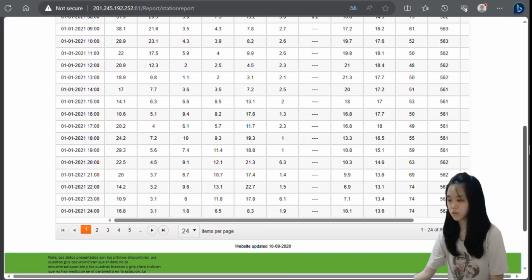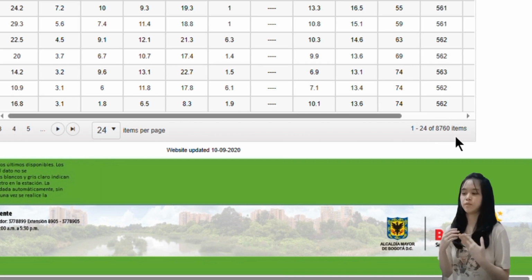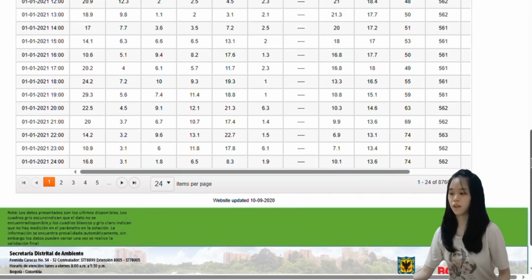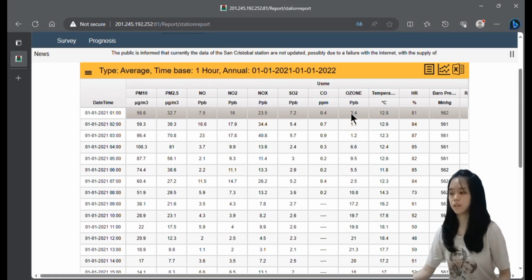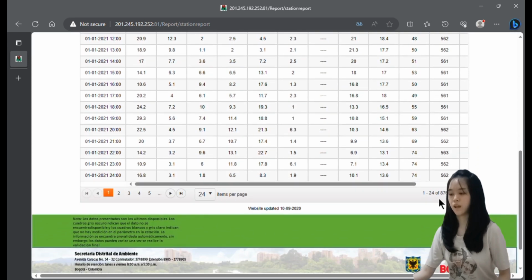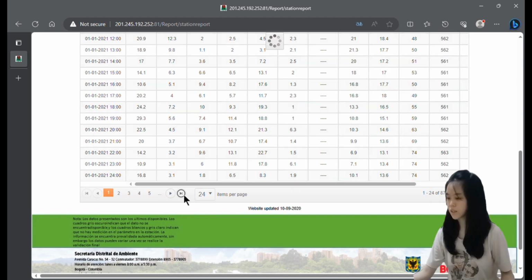And then if you scroll down, you see that you have 8760 items. In other words, we have 8760 data points here. So the data starts at line 6 and then ends at line 8766. What is there beyond that?